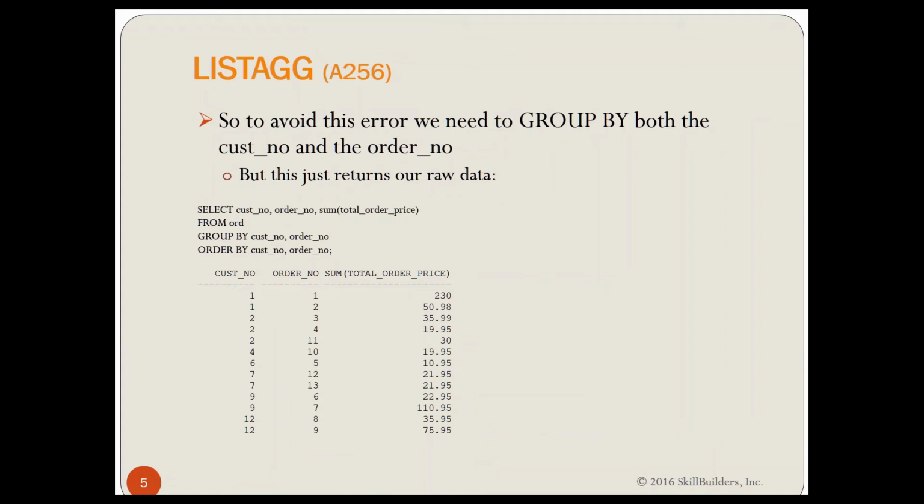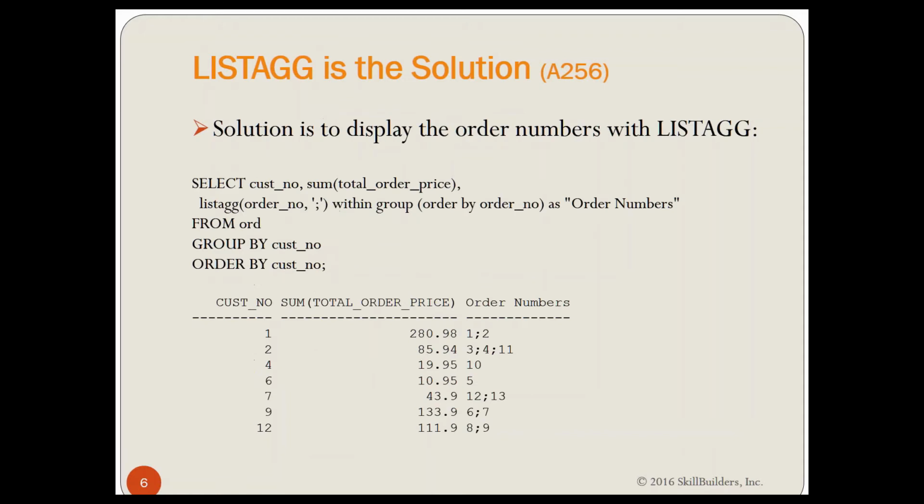So how do you solve this? Oracle introduced the LISTAGG group function, and let's see how that works. Here's our group function. We are going to select custno, sum of total order price, and LISTAGG of the order number. Now notice there are 3 columns in the select.